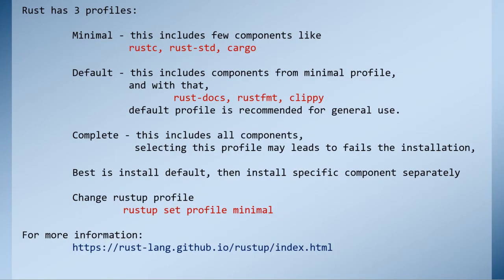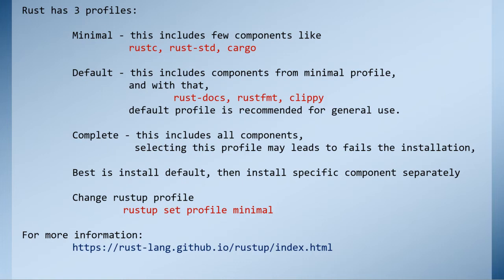Rust has 3 profiles: minimal, default, and complete. The minimal profile includes few components like rustc, rust-std, and cargo. The default profile includes components from the minimal profile plus some components like rust-docs, rustfmt, and clippy. The default profile is recommended for general use.